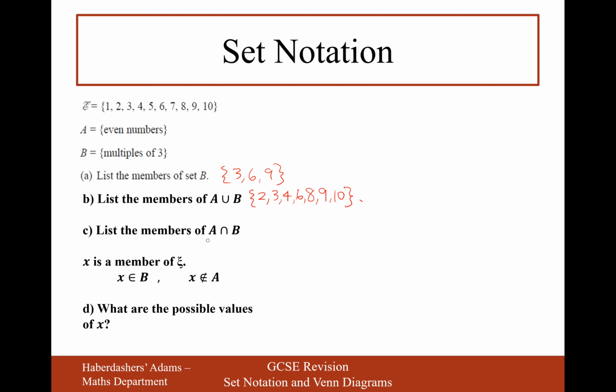List the members of the set A and B. Well, that's anything that's in both of these two sets, both an even number and a multiple of 3. The only element there is 6.